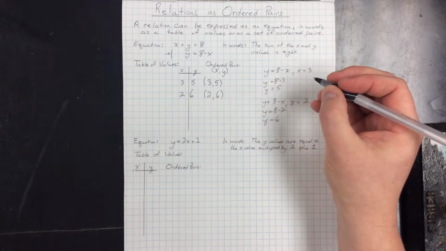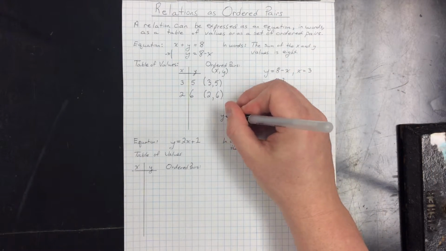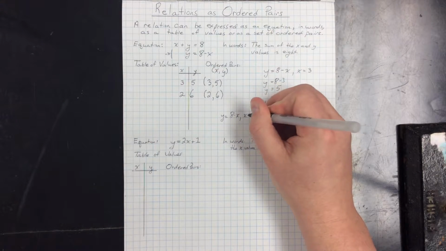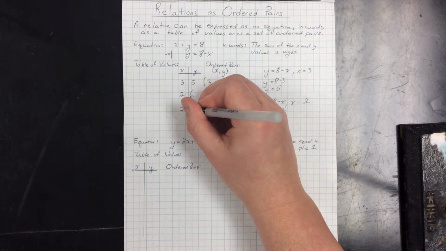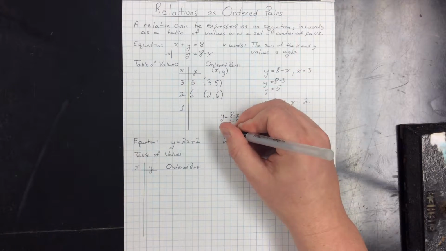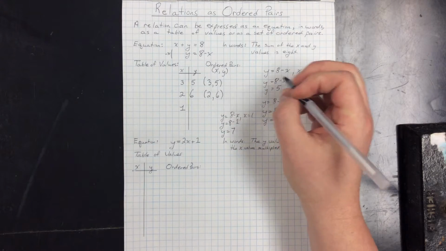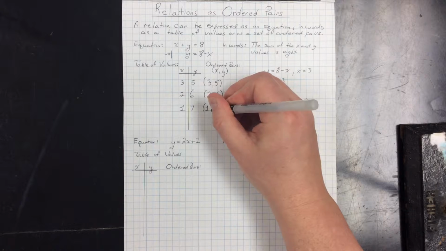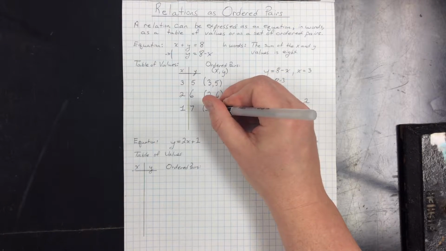And I'm going to need a third value here. Y is equal to 8 minus x, and let's make it when x is equal to 1. So y is equal to 8 subtract 1, y is equal to 7. So my third ordered pair is 1 and 7.